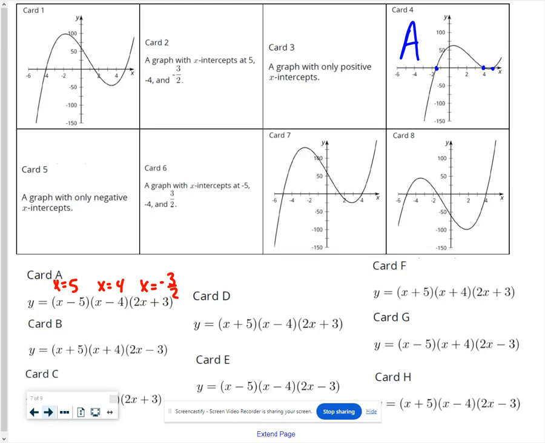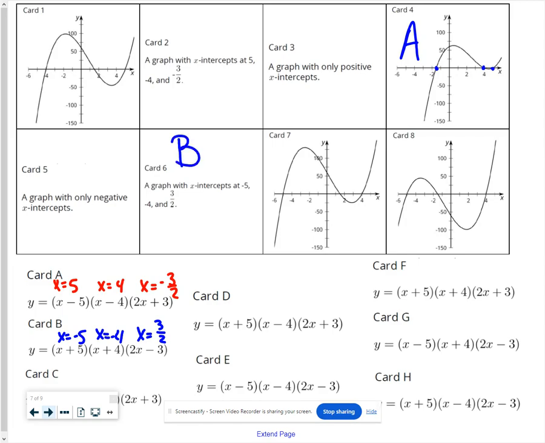All right, for B, I would have that x equals -5, x equals -4, and x equals, this time, I would move the 3 over to +3/2. Okay, so take a second, look that over. Which of the graphs matches that explanation? Well, it's not one of the graphs. I shouldn't say necessarily one of the graphs, but one of the other cards. Card 6 actually has that. It says a graph with x-intercepts at -5, -4, and 3/2. So that's going to be card B.